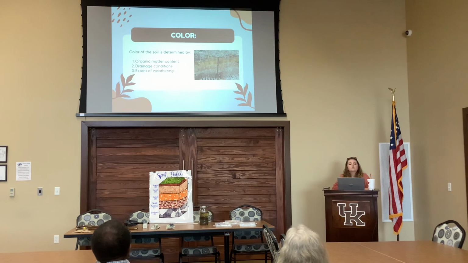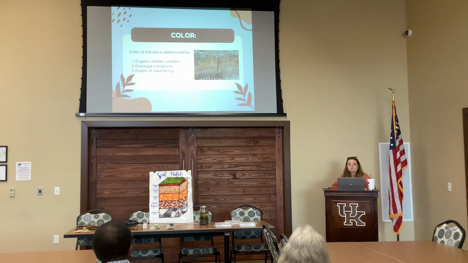Color, obviously, is going to be very much a visual thing, something that you're going to see right off the bat. It's normally determined by your organic matter content, your drainage conditions, and the extent of weather. This is a picture that I took at our Princeton Research Farm last month. You might not be able to see it well, but there are very bright distinctions of colors in that soil profile. A lot of times that's due to what mineral content you have.